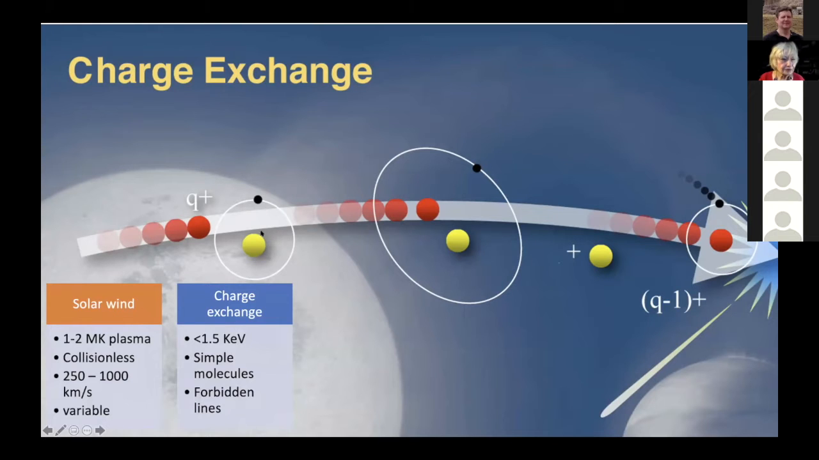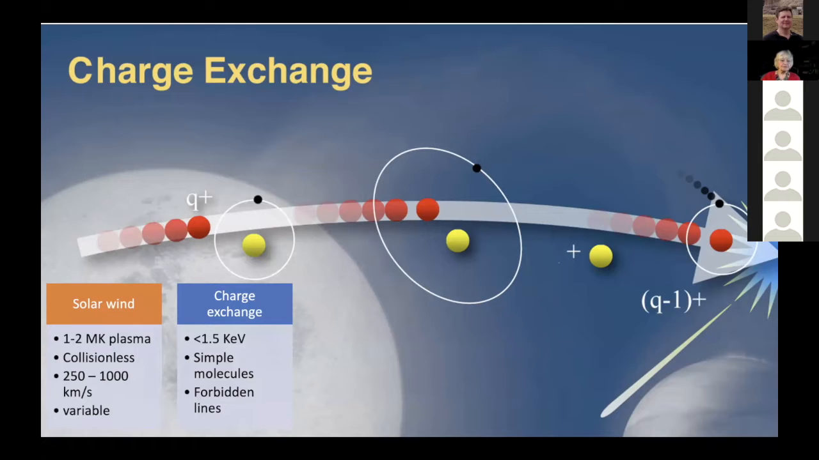The ion flies through the electronic cloud. The two particles are in a quasi-molecular state for a while, and then the electron has to decide whether it stays with its initial atom or is captured by the ion here. It's captured into a highly excited state and goes to the ground state emitting an X-ray.